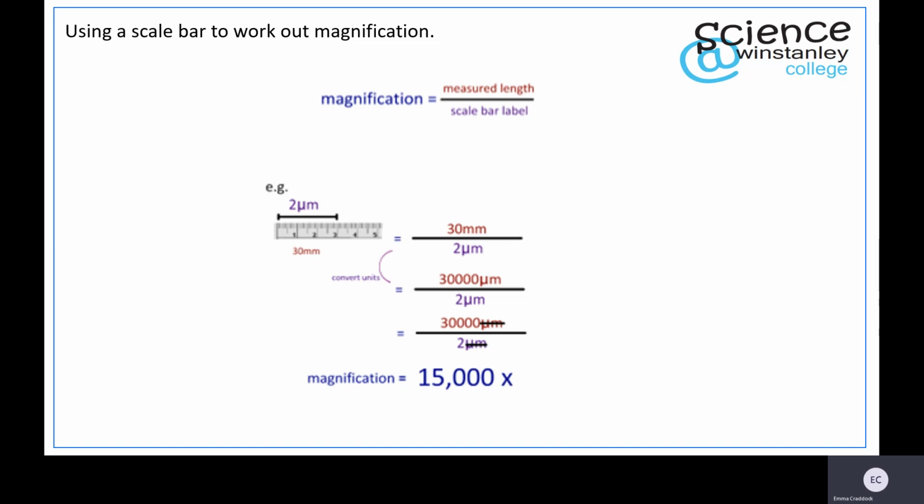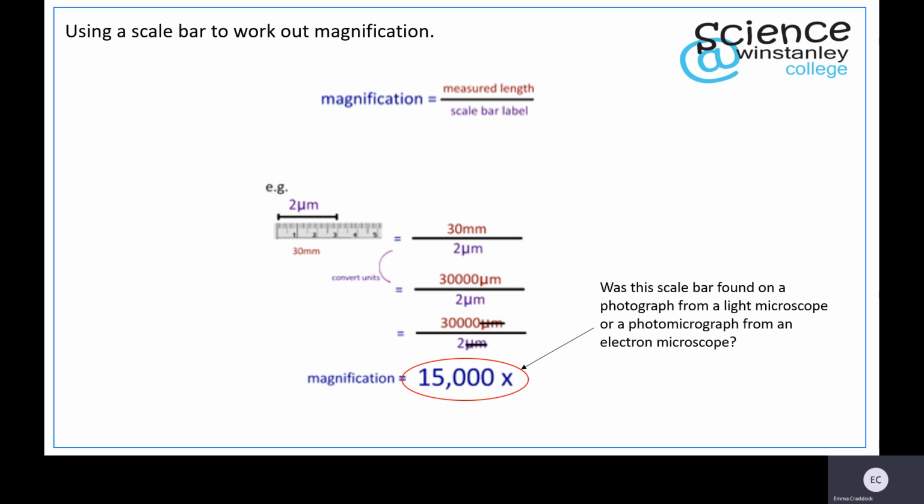And so you've measured the length of the scale bar, you've times it by 1,000 to get it to micrometers, and then you divide it by 2 because you know that that scale bar represents 2 micrometers. This gives you times 15,000 magnification.